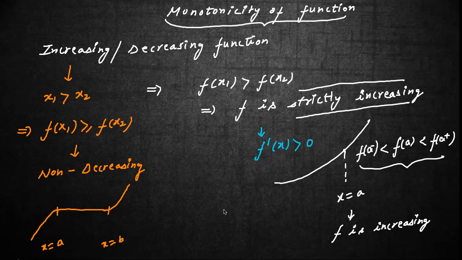f dash x is greater than 0, and there are minute points involved we'll discuss, because this might not be true always. We'll discuss this thing. So in general we are talking about this, and here we say usually it is written that f dash x is greater than or equal to 0. But these conditions have certain conditions, right?